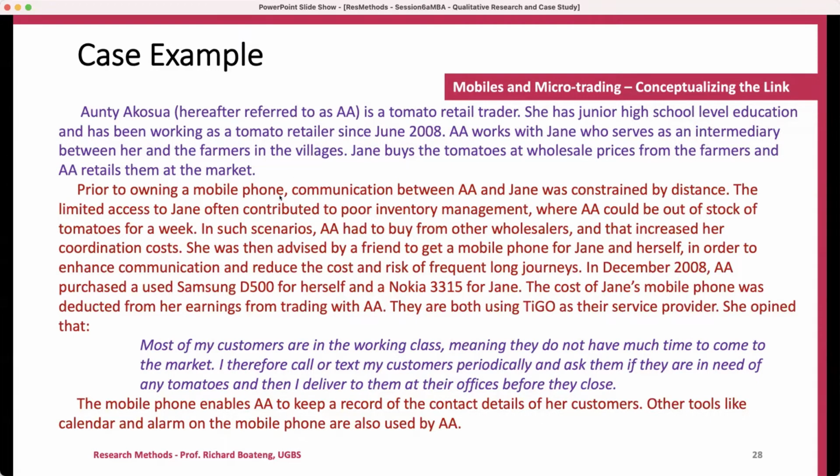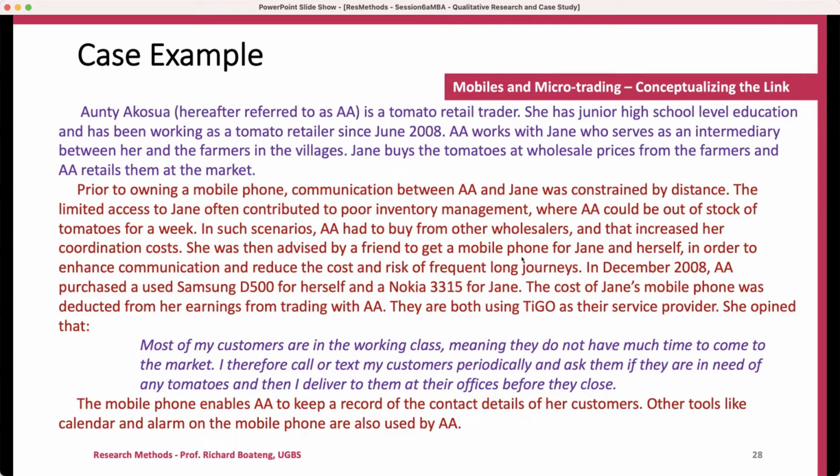So what you see here is that there's a structure. That same small paragraph has a lot of deep meaning in it. Prior to owning a mobile phone, the phenomenon. So the background was given to us, the context was given, and then the phenomenon. Whenever you look at a good case study, always look at where the context is and where the phenomenon is. A very good case study will always have the context and then the phenomenon.